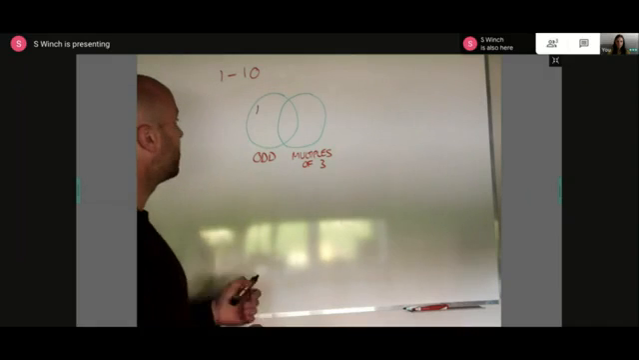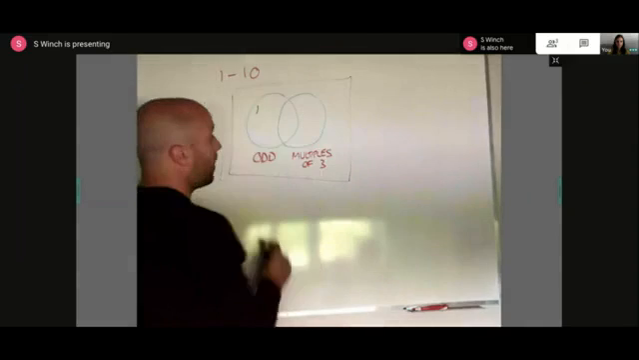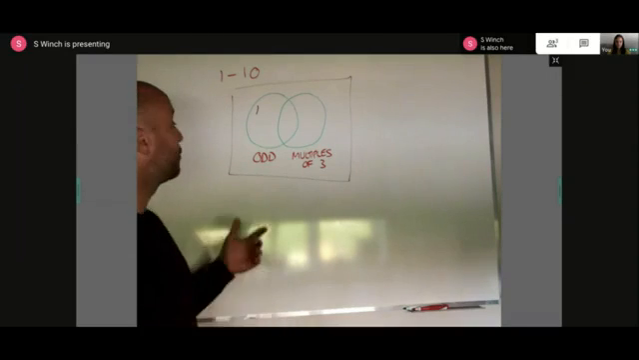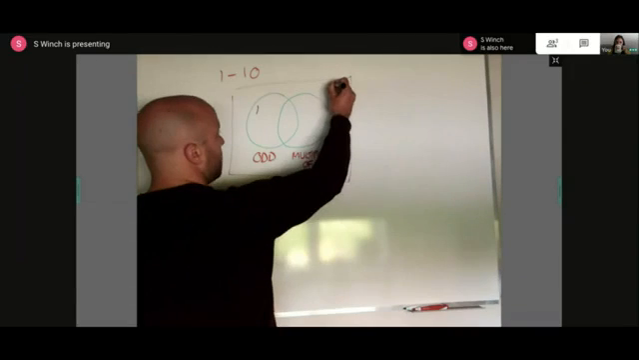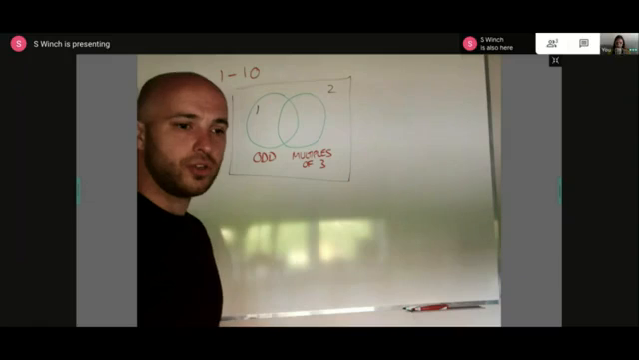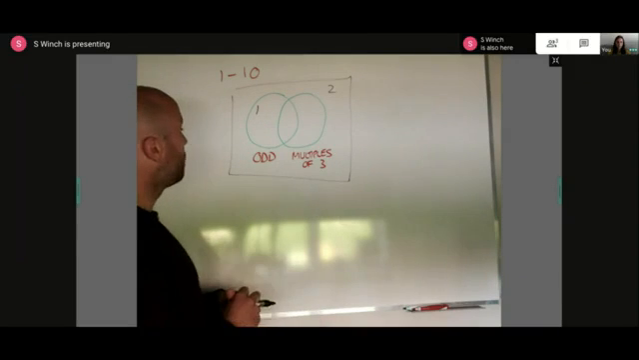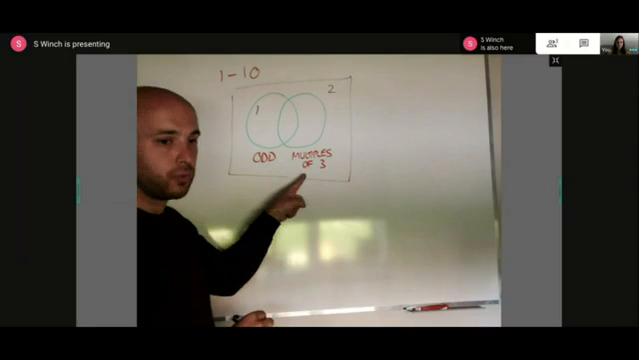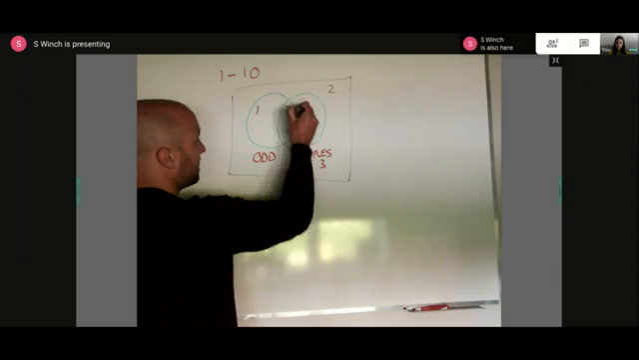And then we're looking at, of course, the universal section as well, for any numbers that aren't odd or multiples of 3. So, for example, the number 2 is neither odd nor a multiple of 3, so we can just put a 2 outside, in the universal area. Then we look at the number 3. Well, of course, it is an odd number, but it also is a multiple of 3. So therefore, it overlaps and goes into the intersection.